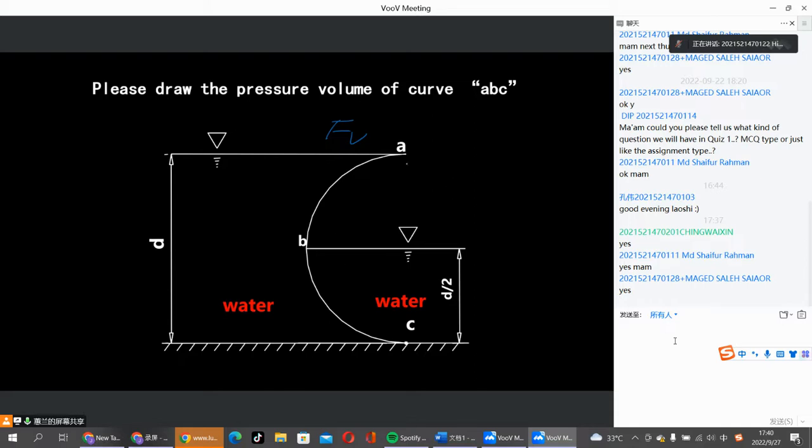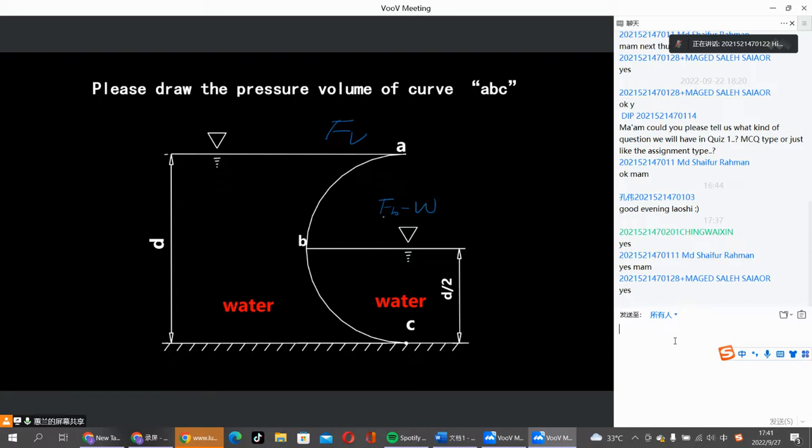We can do the right one, curve ABC, because here you got no water, you only got white water here. So, and then continue. Continue. And then Fy equals to 0, Fv minus F1 minus weight. Yeah, weight. So Fv equals to F1 plus W.